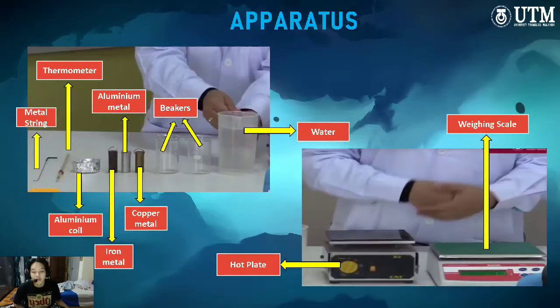My name is Amran, and now I'll be explaining my part starting from apparatus up until methodology. To start off, we have 10 materials that are going to be used in this experiment. Firstly is the metal string, then we have a thermometer, aluminium foil, aluminium, iron and copper metal, two beakers, and water. Then we also have a hot plate and a weighing scale.